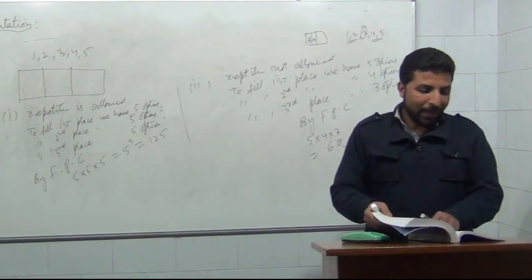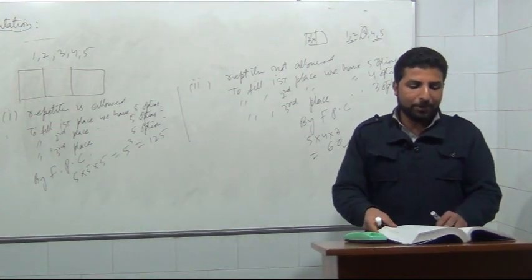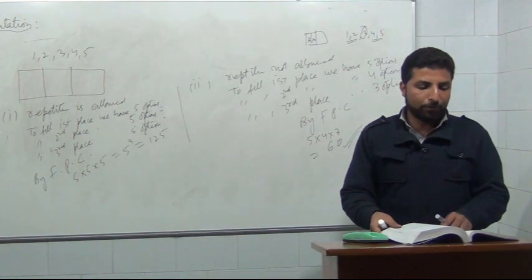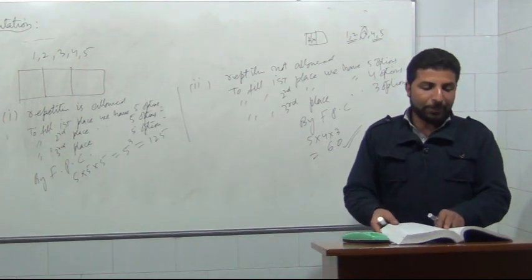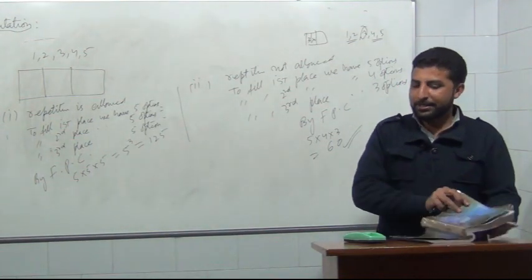Another question is, how many 3-digit even numbers can be formed from the digits 1, 2, 3, 4, 5, 6 if the digits can be repeated. This is question number 2 of the same exercise.